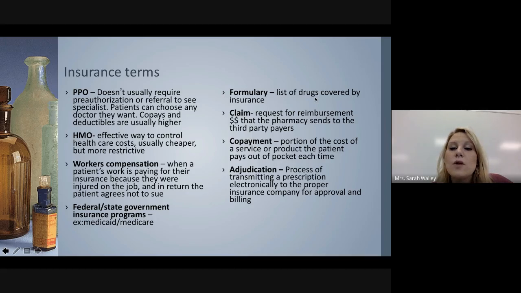A claim is a request for reimbursement that the pharmacy sends to third-party payers. So once you come in and fill the prescription, you're going to send a claim to that third-party payer saying, hey, we filled Mrs. Smith's prescription. We've already checked the insurance. It says that insurance pays 80% and Mrs. Smith pays 20%. So you owe us $100. And so they submit that claim to the insurance, and then hopefully the insurance accepts it and pays that $100 to the pharmacy.